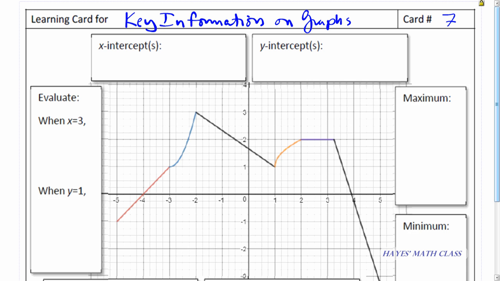So, x-intercepts. X-intercepts is the place where the graph, might even want to say curve, crosses the x-axis.